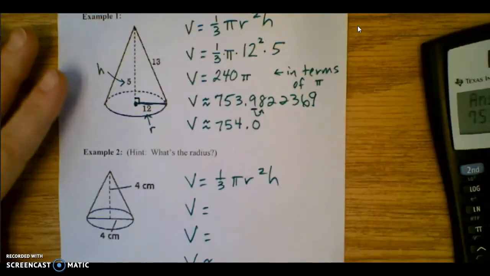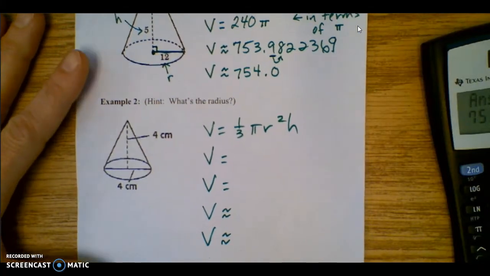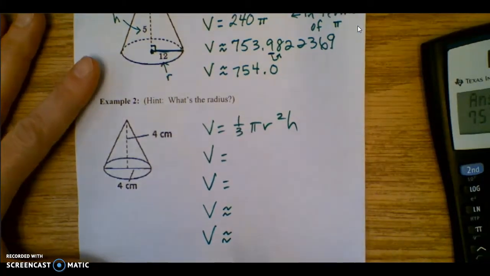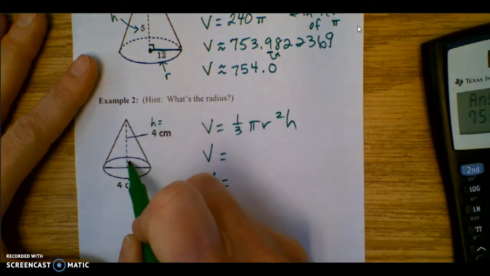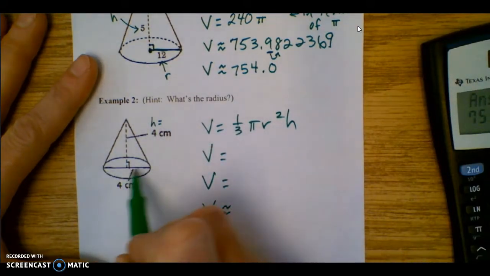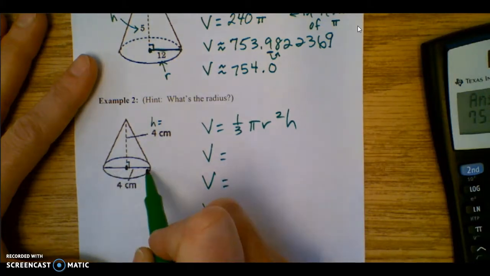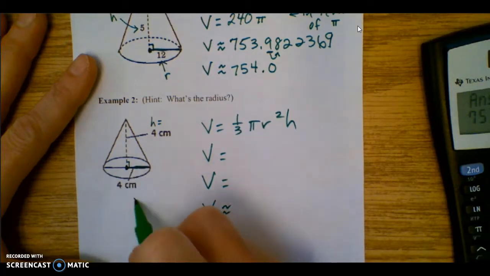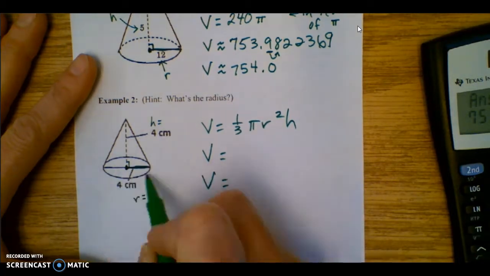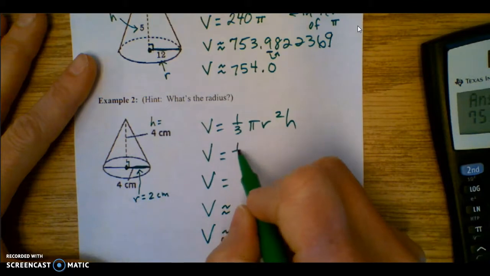So for our second example, it says, hint, we have to find our radius before we can begin the work on this question. So in the picture what you've got is a height that is drawn perpendicular to the base. But this line segment here of 4 centimeters goes all the way through the circle. That's a diameter. So we need to find this dimension right here that goes halfway across. That is our radius. So half of this 4 centimeter segment is 2 centimeters. That's what we're going to utilize for our radius.